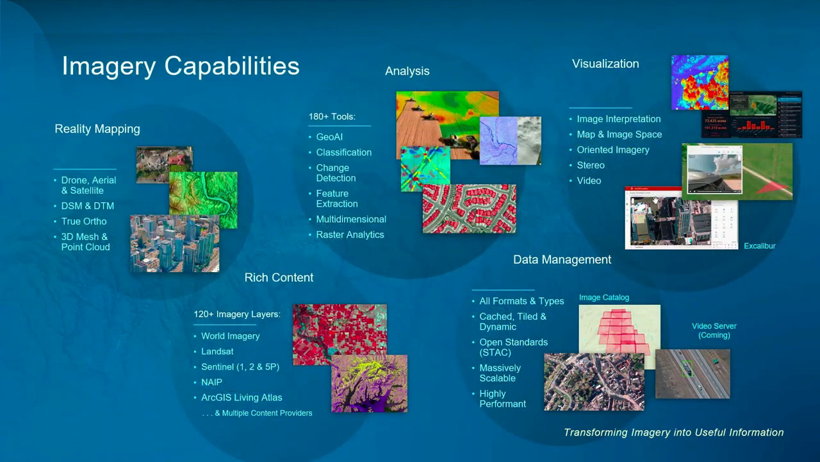The imagery capability work falls really into 5 big groups. First, inside of the Living Atlas, we have content, 120 different layers of information we bring in from multiple sources, like commercial imagery sources or Landsat or Sentinel data. You can glance through the list.